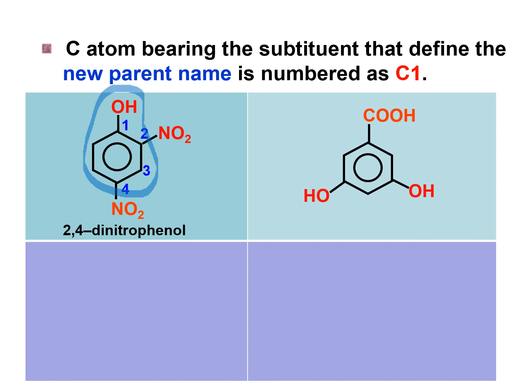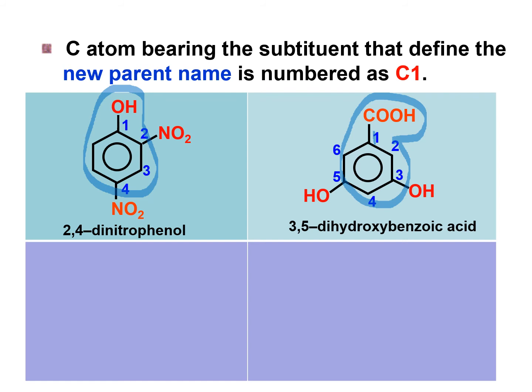Now we have benzene with COOH and 2 OH groups attached to it. According to the priority, COOH has higher priority than OH. Therefore, the COOH group is numbered as carbon 1, followed by OH at carbon 3 and 5, and the name becomes 3,5-dihydroxybenzoic acid.